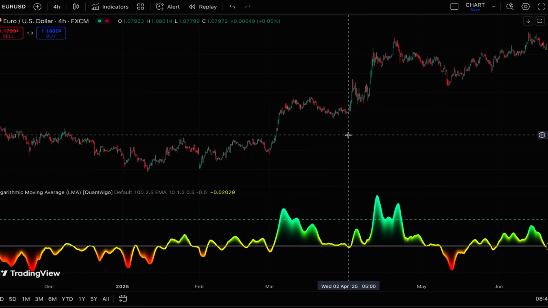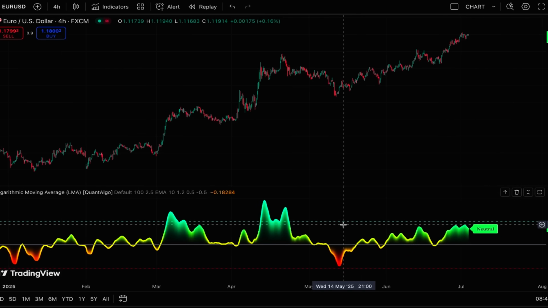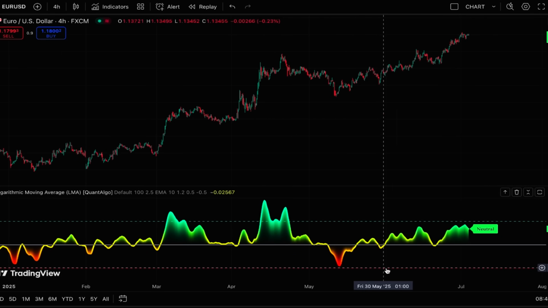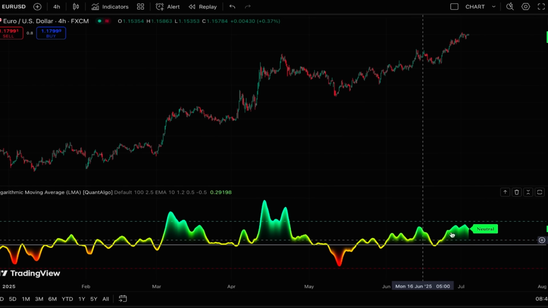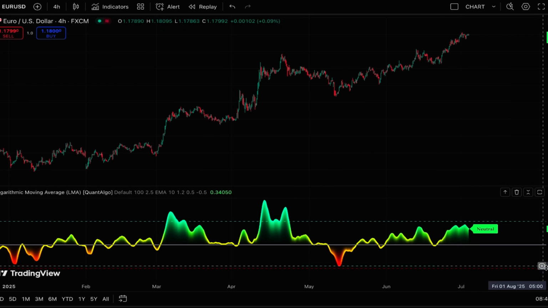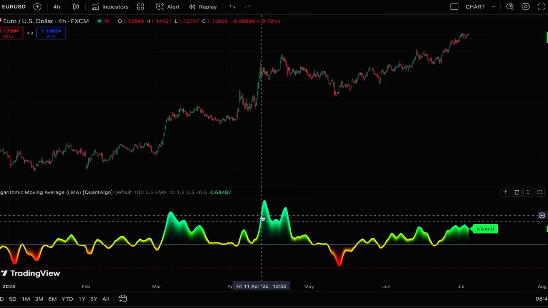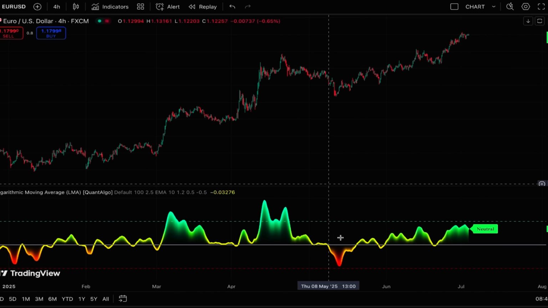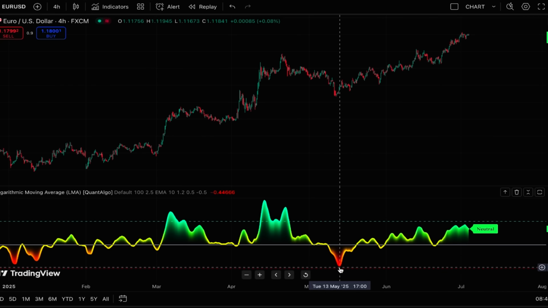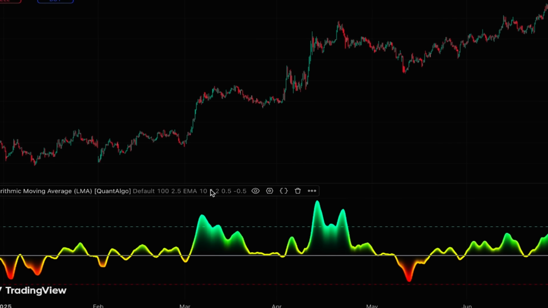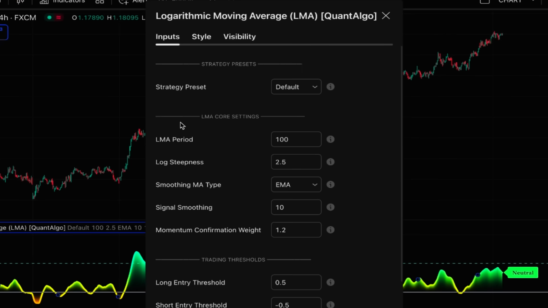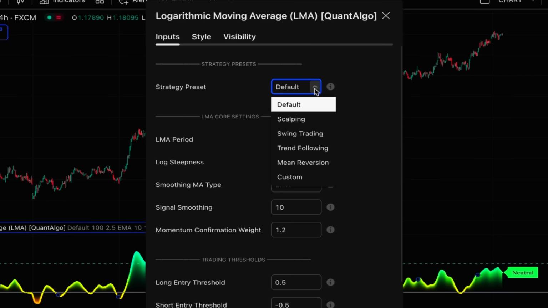Alright, we have also 2 dashed lines here. This one is green and this one is red, and by default they are set at 0.5 and minus 0.5. These are short and long thresholds, meaning when the line crosses above 0.5, it could be a good opportunity to enter a long position, and when the line crosses below minus 0.5, it could be a good opportunity to enter a short position.